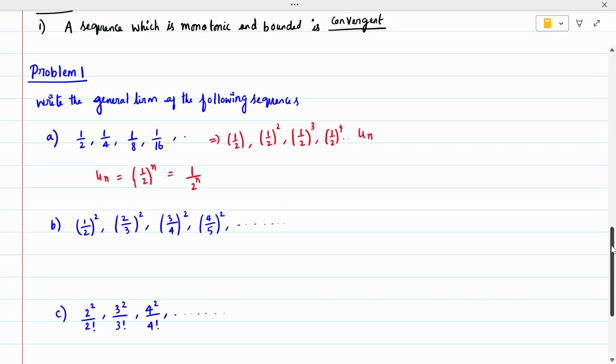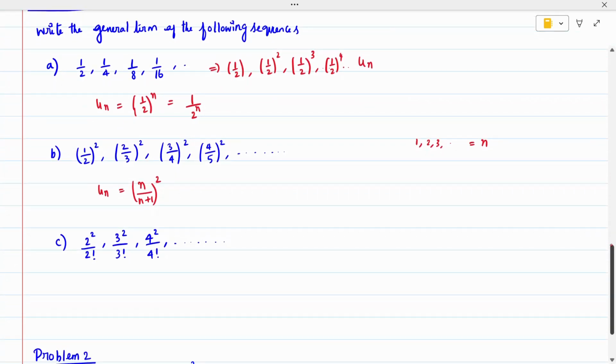The second case: (1/2) squared, (2/3) squared, (3/4) squared, and (4/5) squared. Now how can I write the general term un? Check 1, 2, 3, 4 in the numerator: that is nothing but n. The denominator is 2, 3, 4, 5, so it starts from 2 and 1 is not there, so it is n plus 1. The whole squared is common for every element. So this is the way of writing the general term un. Okay, third case.